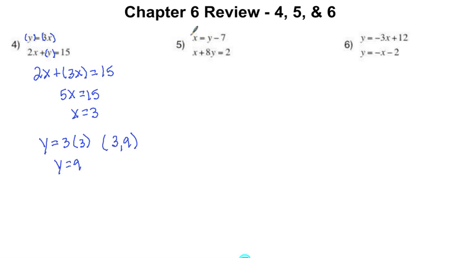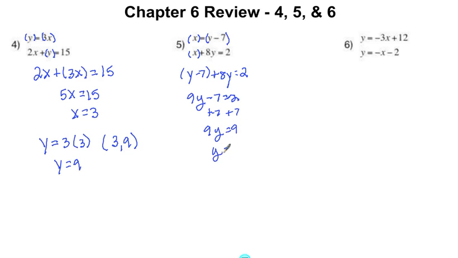Number 5, we're going to do the same, only this time instead of substituting for y, we are substituting for x. So everywhere we see an x in the second equation, we're going to plug in y minus 7. So I get y minus 7 plus 8y. Notice now all I'm dealing with is y, so I can actually solve for the variable. I don't have x's and y's anymore. So I get y plus 8y is 9y. So 9y minus 7 equals 2. And then I add 7 to both sides. So I get 9y equals 9, meaning y equals 1.